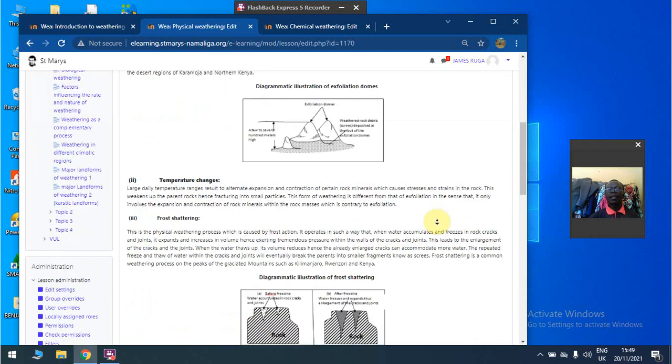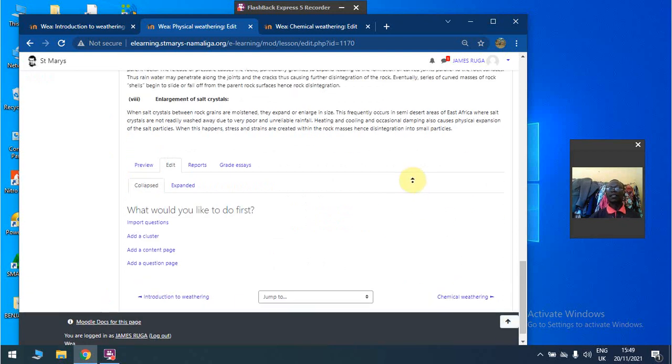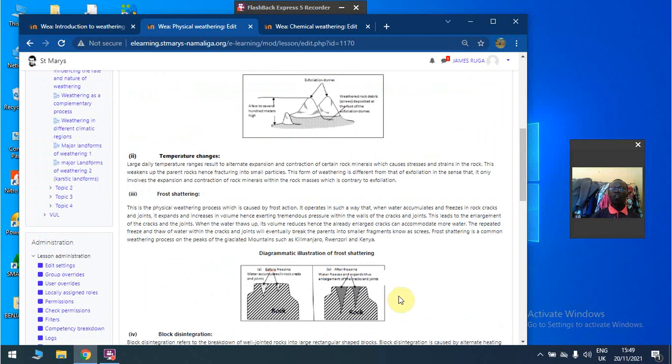Thirdly, we have the frost shattering or frost weathering process. This form of weathering occurs commonly in colder regions of East Africa, and more so on the glaciated mountain peaks, such as the peak of Mount Elgon, Mount Kilimanjaro, Mount Ruwenzori, and Mount Kenya, where temperatures are extremely cold because of the high altitudes. And these cold temperatures bring about freezing of water. Now, how does this frost shattering operate?